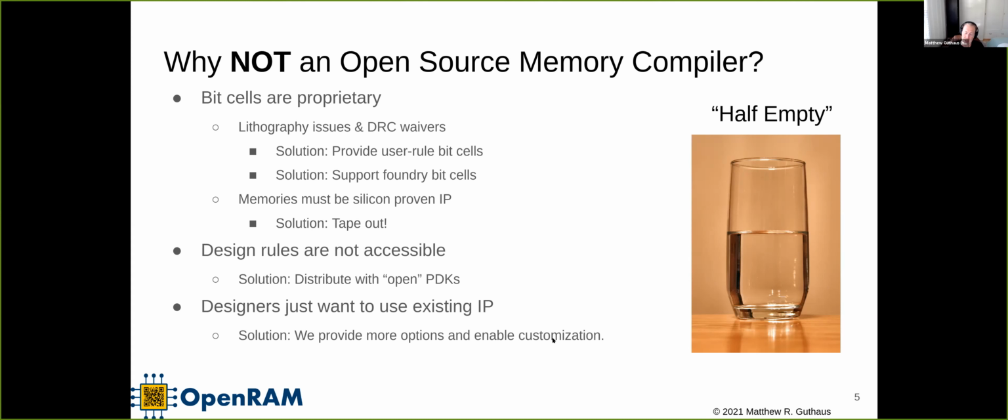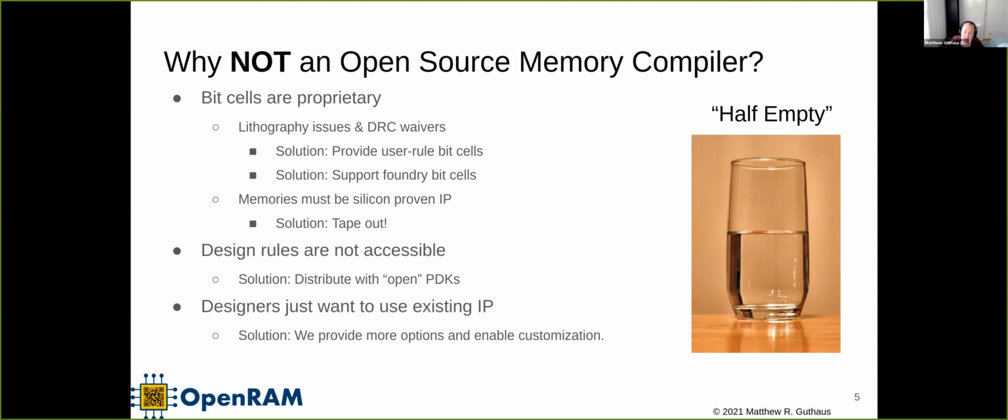We support basically foundry bit cells where you could treat them as a black box, or you could also make user design rules memory cells and so on. But then the second issue is, to make memories and make sure that they work, you actually have to tape them out. Unless you have silicon proven IP memory, people don't believe that your memories are good designs. And that's realistic, right? You have to make sure they work. And so we're working on that now with a number of technologies.